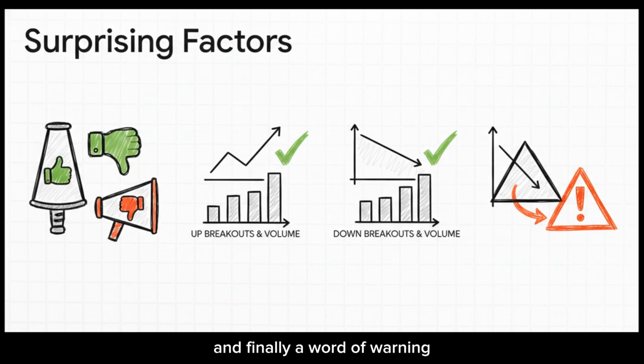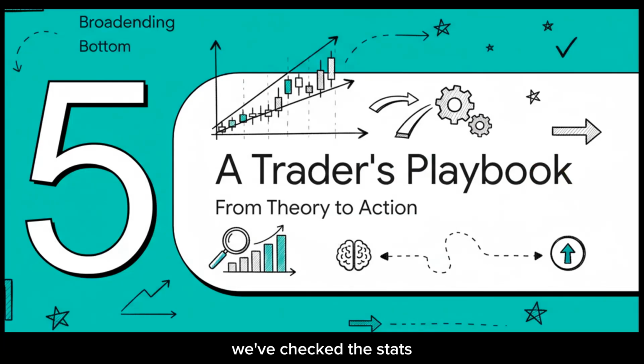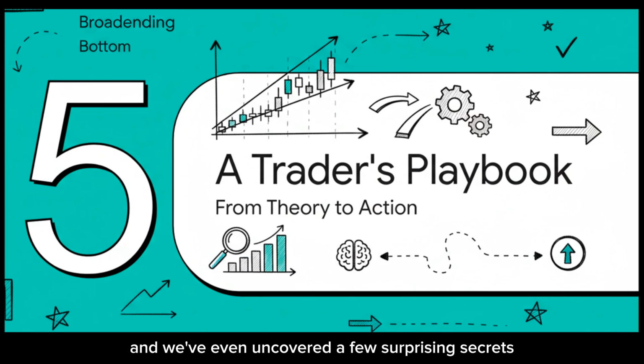And finally, a word of warning. Watch out for throwbacks. If the price breaks out and then comes back to touch the trend line, it's often a sign of weakness. So we know how to spot it, we've checked the stats, and we've even uncovered a few surprising secrets. Now what? Let's put it all together and build a practical playbook for trading this thing.